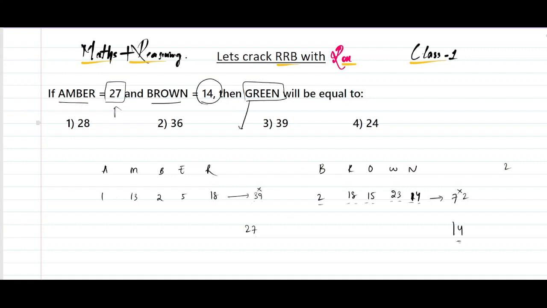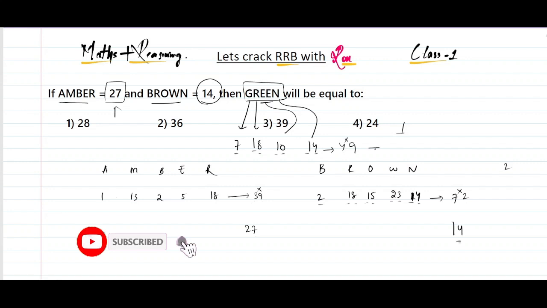So G is 7, R is 18. Here 5 plus 5, I am getting 10 and here I have 14. So if I add all this, 7 plus 8 is 15, plus 0 is 15, 15 plus 4 is 19, 1 carry forward, 1, 2, 3, 4. So I got 49. If I multiply 4 times 9, I got 36, 4 9 is 36, which is option number 2 here.